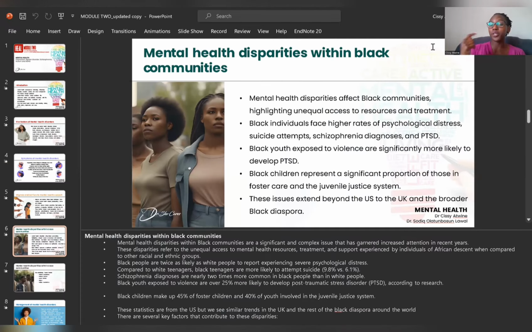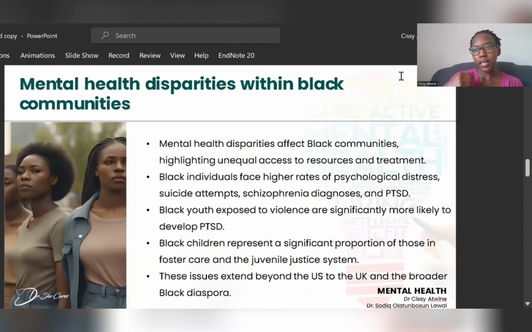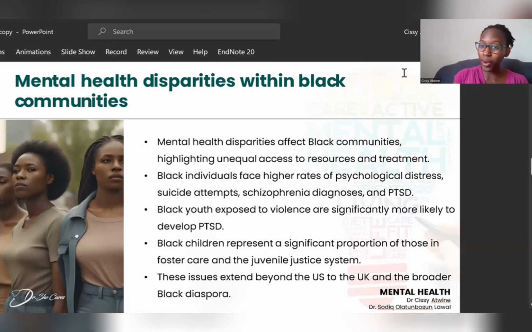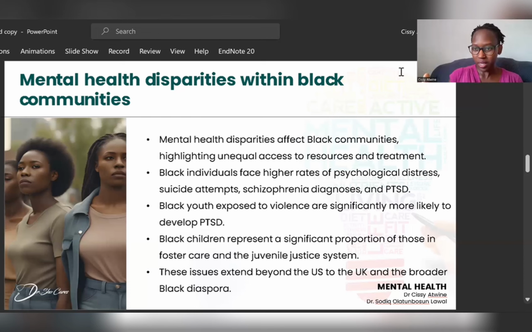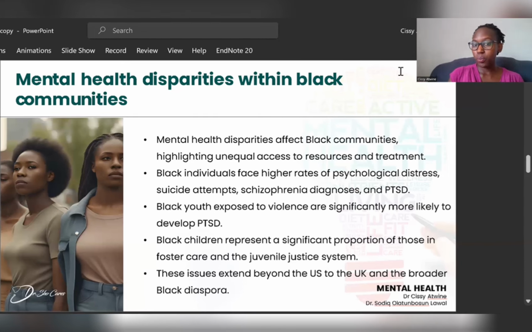Black youth who have been exposed to violence are more likely to develop PTSD. And for instance, currently where I live in London, England, there's been a higher rate of knife crime. So Black youth are killing themselves, and this is definitely going to affect their mental health. Black children represent a significant proportion of those in foster care and the juvenile justice system, especially in the US and also the UK. And these issues also tend to extend beyond the US and into the broader Black diaspora.